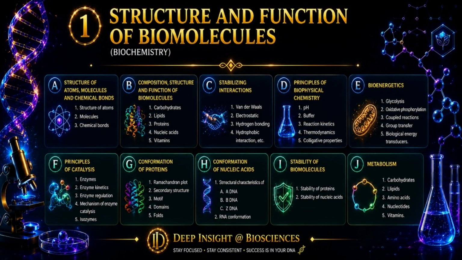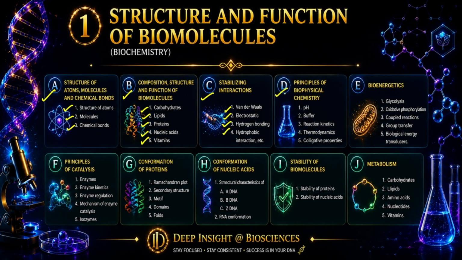Let's begin by understanding the complete syllabus of Unit 1, Structure and Function of Biomolecules. This unit is divided into 10 major topics. First, structure of atoms, molecules, and chemical bonds. Second, composition, structure, and function of biomolecules, including carbohydrates, lipids, proteins, nucleic acids, and vitamins. Third, stabilizing interactions such as van der Waals forces, electrostatic interaction, hydrogen bonding, and hydrophobic interaction.